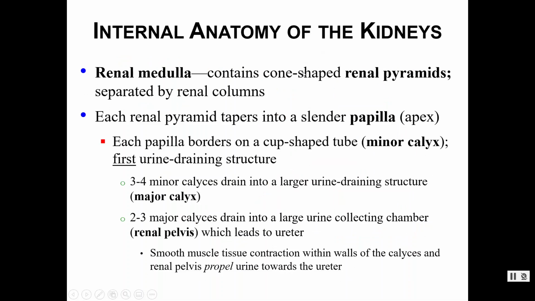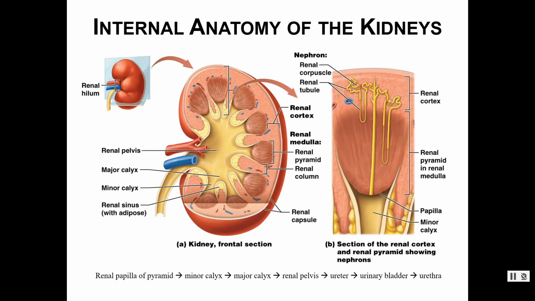All right, so we did the cortex. We mentioned the nephron. Last is the renal medulla. This contains cone-shaped pyramids, these renal pyramids, and each of the pyramids is separated by a column. One more time, if we go to our picture, we see these triangles, these pyramids. These are your renal pyramids, and in between each pyramid is a column. So column, pyramid, column, pyramid.